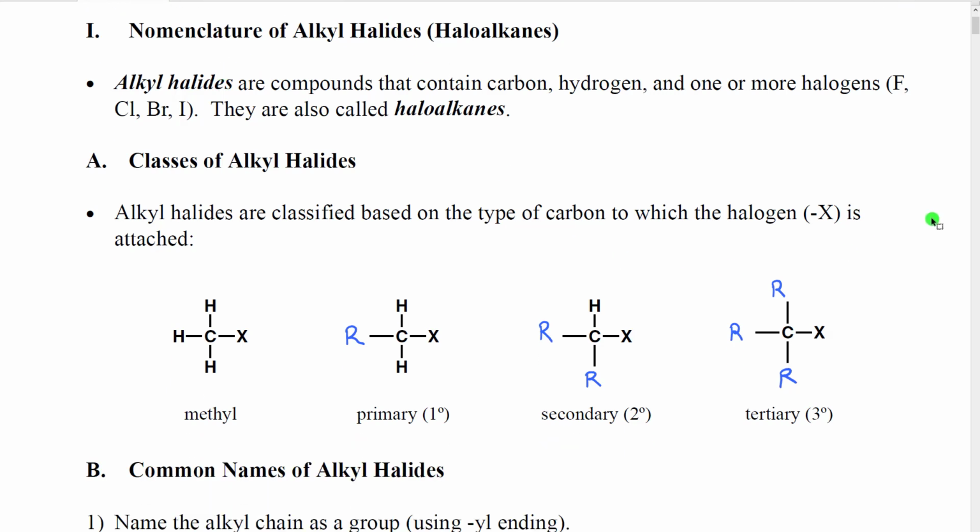The first thing that we're going to talk about is the common naming of alkyl halides. So alkyl halides are compounds that contain carbon, hydrogen, and one or more halogens. They can also be called haloalkanes. Now, we already learned how to name these in the IUPAC system, where we just treated the halogen as a substituent and we just named it with the prefix chloro, fluoro, bromo, or iodo, and a number.